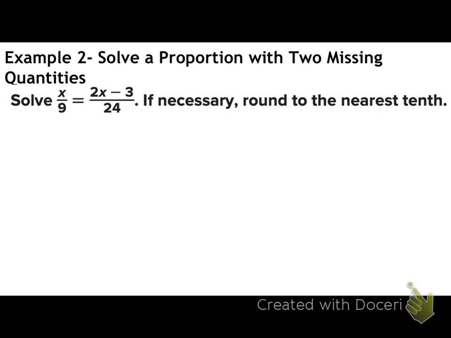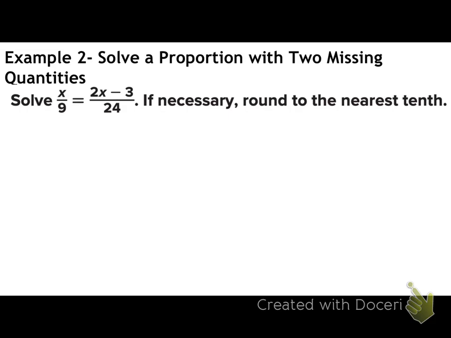Solve x over 9 equals 2x minus 3 over 24. If necessary, round to the nearest tenth. X over 9 equals the quantity of 2x minus 3 divided by 24. I'll show you both ways once again. Which way would you guys like to do first? Would you like to try to cancel out some denominators or go ahead and do butterfly method?